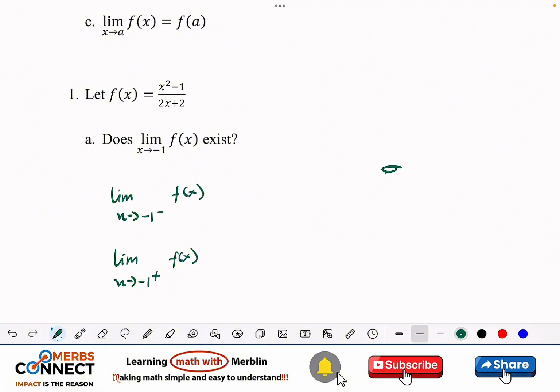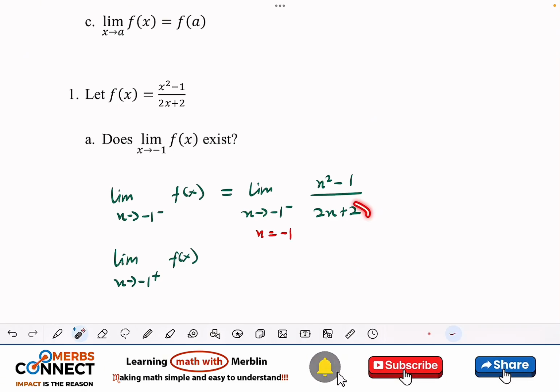Okay, so let me just do it here. Limit x is approaching -1 from the left, x squared minus 1 divided by 2x plus 2. Here I'm going to set x equal to -1 and plug it in. But when I do that, the denominator will be 0. As we talked about, with a rational function and a limit, we need to simplify. So let's try and simplify.